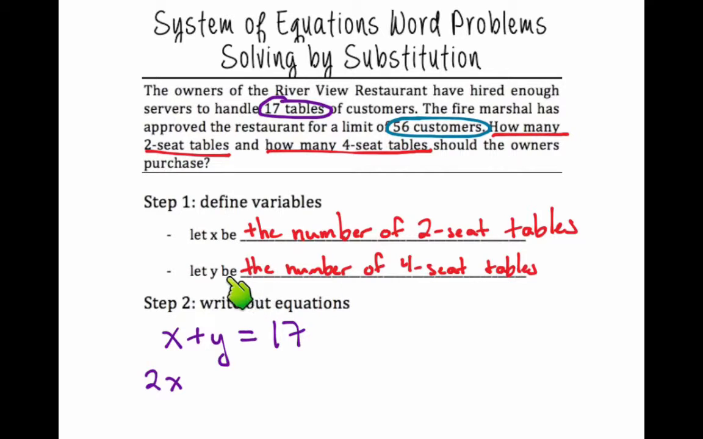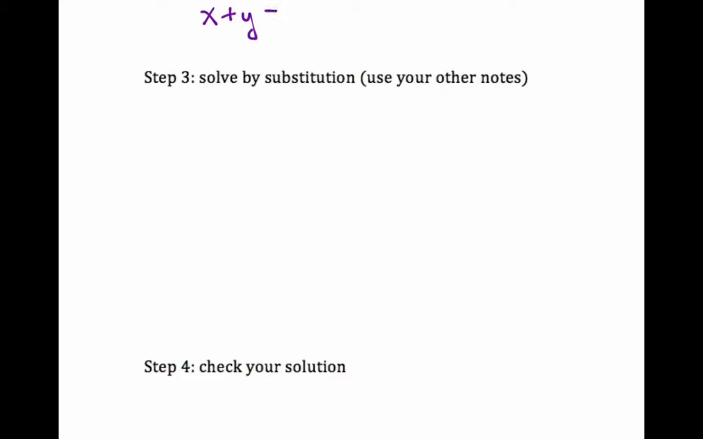We'll do the same thing for Y. We're going to multiply 4 people per table at those Y 4-seat tables. And then we can add that, 2X plus 4Y. So this is how many people can sit at our 2-seat tables, plus this is how many people can sit at our 4-seat tables. And how many people total should that be according to the fire marshal? Right, 56. Okay, now we have our equations, and we're going to use those to solve by substitution.